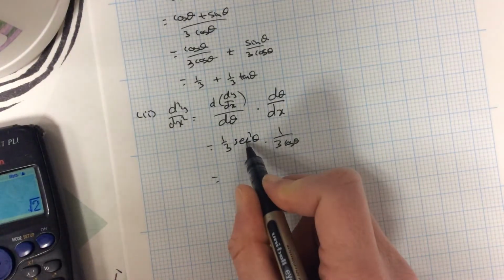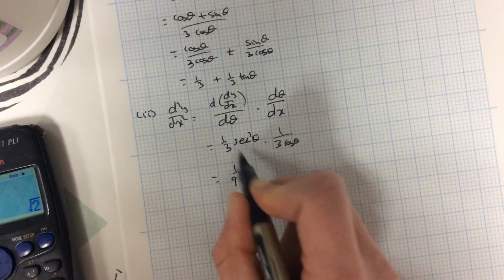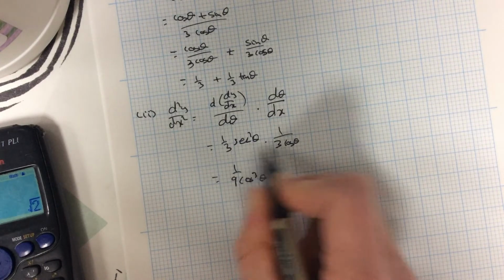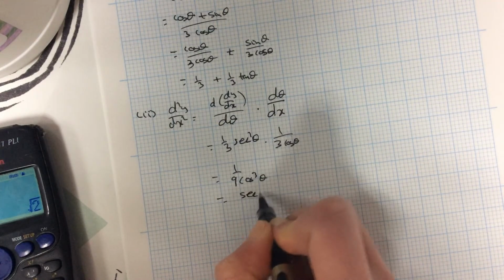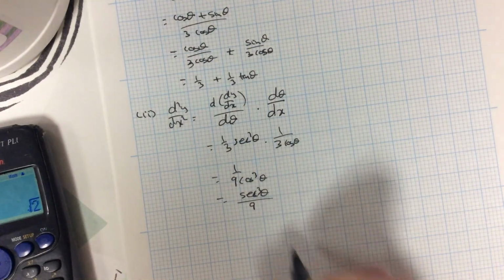Now, let's do numbers first. So it's 1 over 9. Sec squared is 1 over cos squared. So you've got 1 over cos cubed now in the bottom row. Or you could write that as sec cubed over 9.